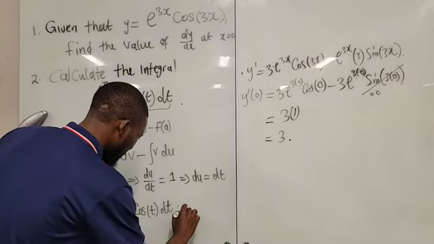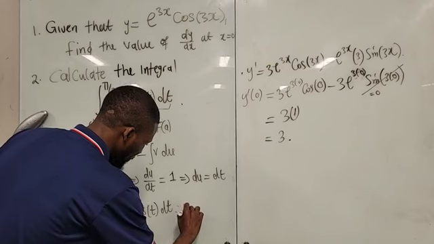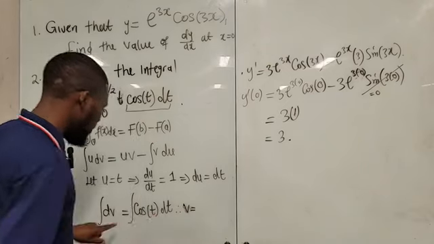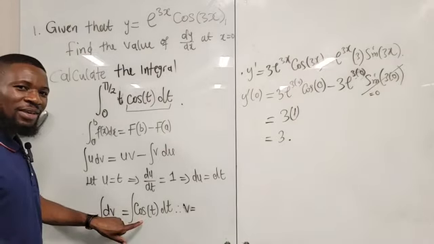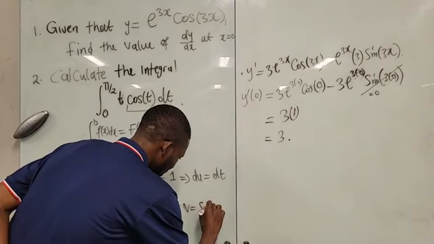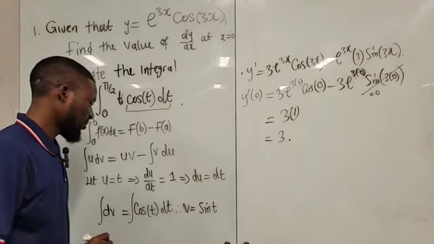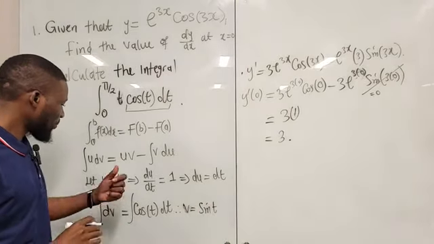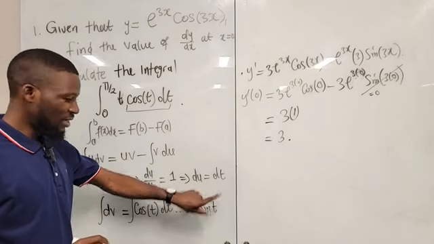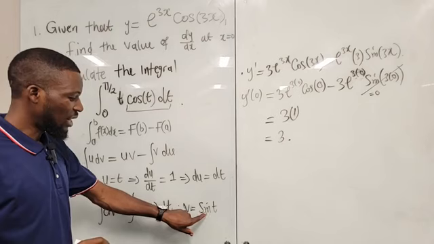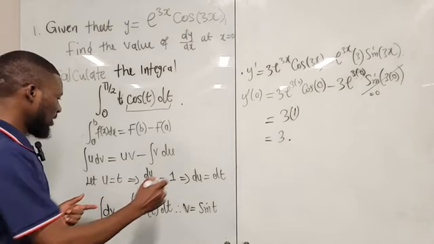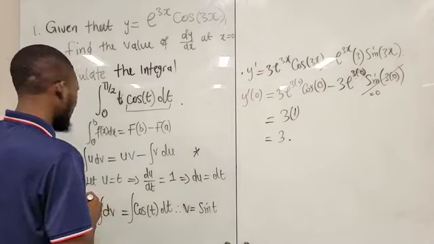So therefore, our v in this case will be equal to the integral of cosine, which is sine, so this will be sine t. That is our v. So we have our u as t, du as dt, and v as sine t. So we can go ahead and substitute in our formula, which I will call star.